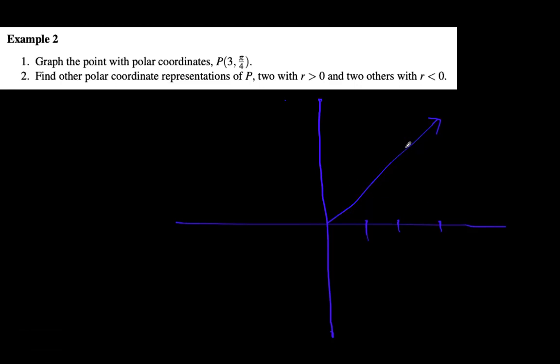Okay, and 3. 1, 2, 3. And this is what? This is pi over 4. Okay? So, nasaan yung point? Nandito yung point natin. Ayan. So, let me connect. Ayan.